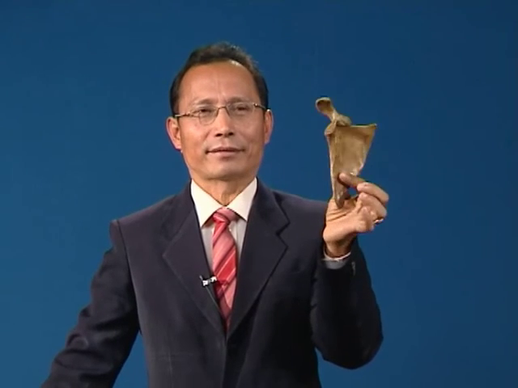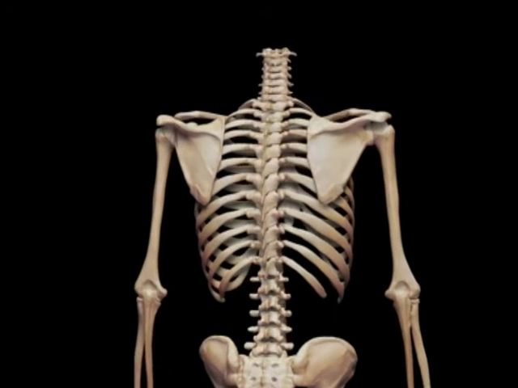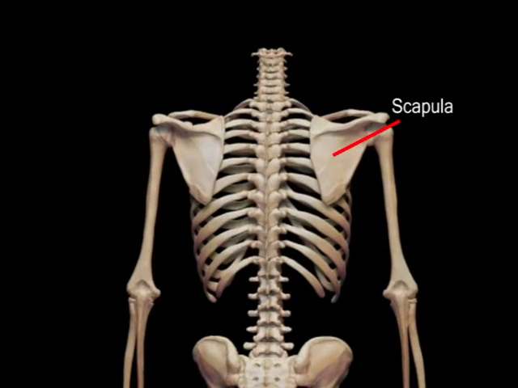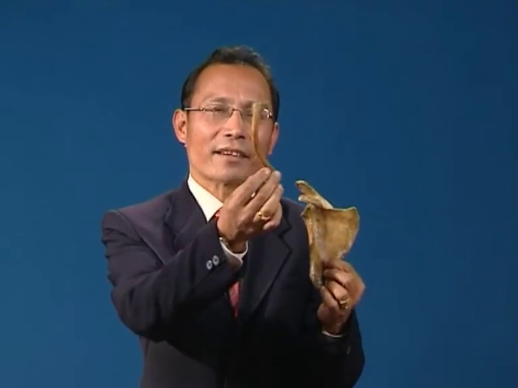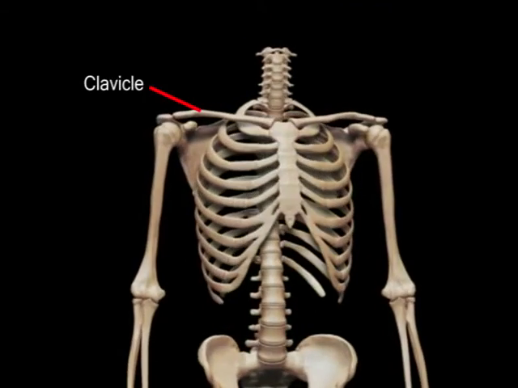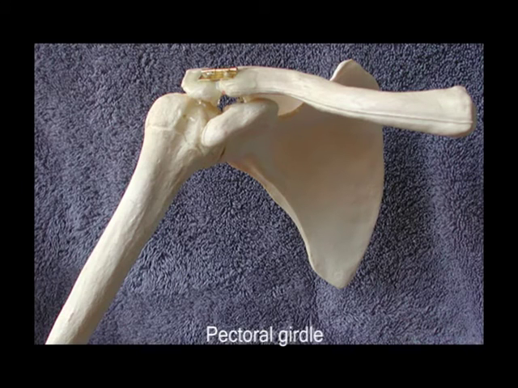This triangular flat bone is located on the back side of our shoulder, and along with it there is another bone, the clavicle, an elongated S-shaped bone. This is the clavicle. So this clavicle and scapula together are called the shoulder girdle or pectoral girdle. So there are two such pectoral girdles, one on the left, another on the right. So that means together there are four bones.